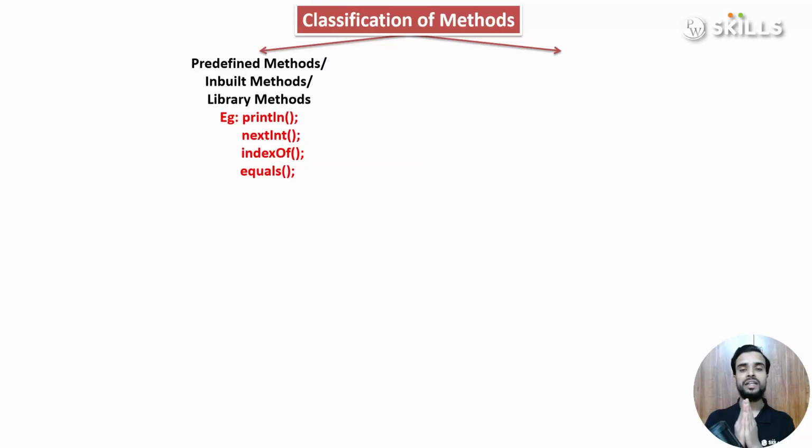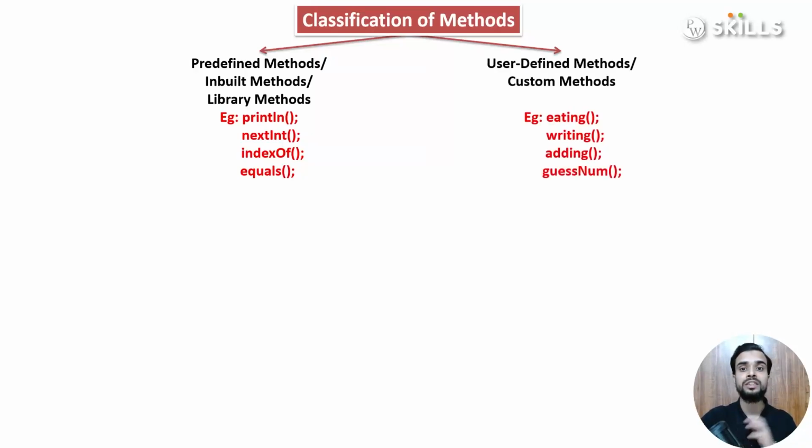What about the other category of methods, sir? All of these are such methods that don't come inbuilt in Java. We as programmers within our application would be defining these methods, creating these methods. Such methods, my friends, are referred to as the user-defined methods, custom methods. I've also given few examples here.